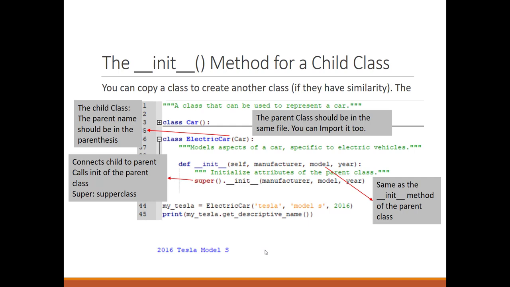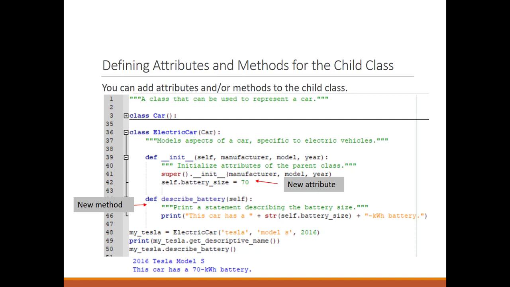Now we can have initial values or new attributes. So here you can see that we are defining a new attribute called battery, which the parent class doesn't have. And then we are defining a function special for this class, which is a child class, and the parent class does not have it. The same way that we call a function in the parent class, we can call it in the child class.